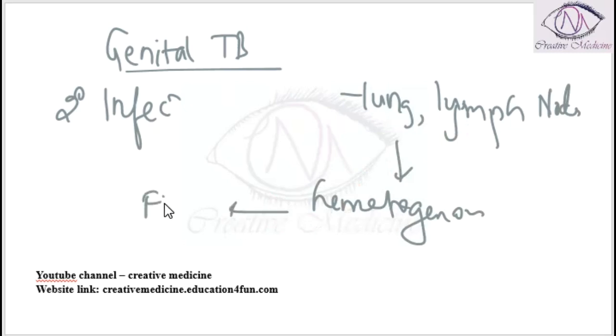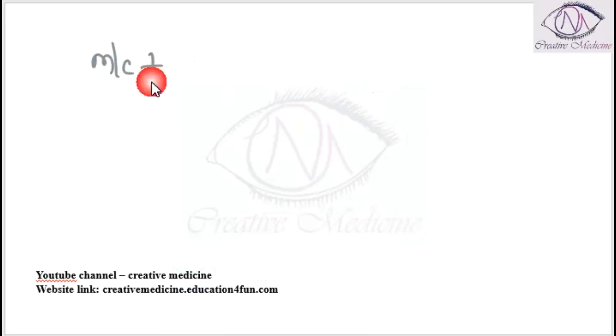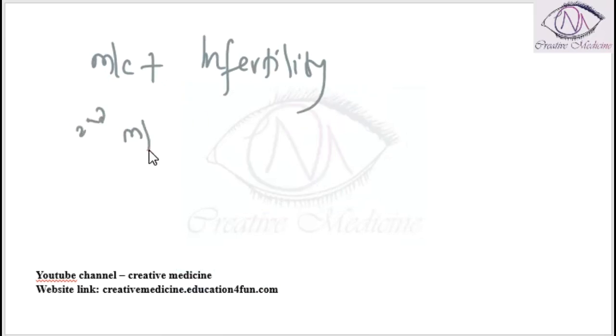Fallopian tube is the most common site, and the most common site in the fallopian tube is the ampulla. The least common site in the fallopian tube is the intramural part. The most common symptom of genital tuberculosis is infertility. The first most common site is the fallopian tube, whereas the second most common site is the endometrium.